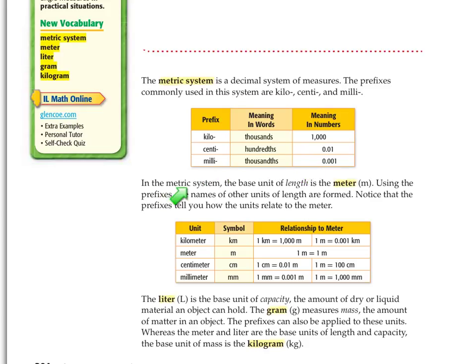In the metric system, the base unit of length is the meter. Using the prefixes, the names of other units of length are formed. Notice that the prefixes tell you how the units relate to the meter. So for example, 1 kilometer equals 1,000 meters. 1 meter equals 1,000th of a kilometer. 1 meter is 1 meter. That's our standard relationship. A centimeter is 0.01 meter, and 1 meter is 100 centimeters. 1 millimeter is 0.001 meters, and 1 meter is 1,000 millimeters. These are all things that hopefully you learned in science.